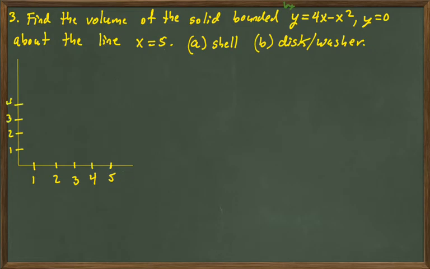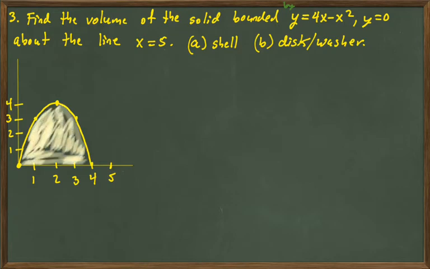Okay, and I know it's a parabola opening down, so I'm going to plug in the integers from 0 to 4 into y equals 4x minus x squared to get the heights. If you plug in 0, y is 0. Plug in 1, you get 4 minus 1 squared, that's 3. Plug in 2, you have 8 minus 4, which is 4. Plug in 3, you have 12 minus 9, which is 3. And if you plug in 4, you have 16 minus 16, which is 0. So there is the parabola that we're looking at.